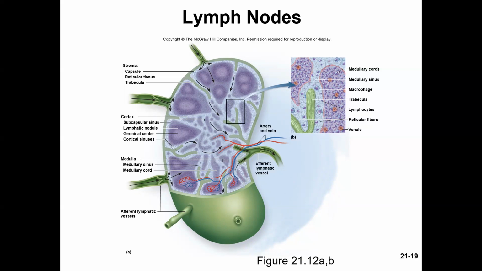When we take a little bit more of a microscopic view, we can see the medullary cords. We can see a better detailed look of the medullary sinus. We can see evidence of a macrophage. We can look at the trabeculae a little bit more closely, as well as lymphocytes, reticular fibers, and a venule.